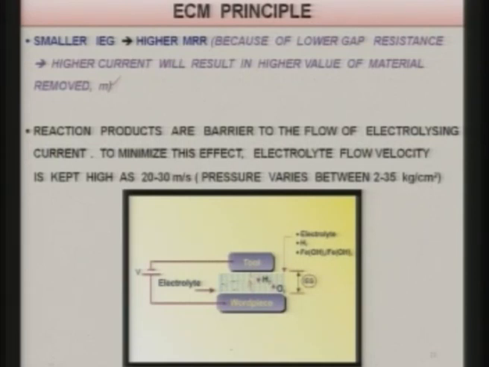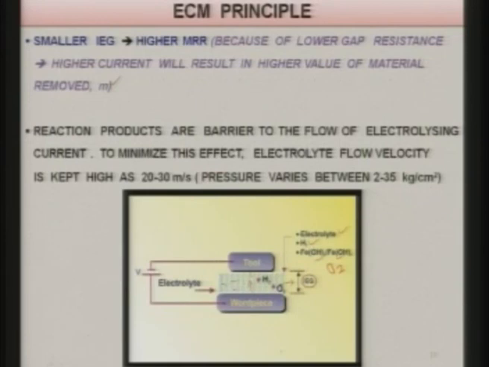meters per second, and for achieving such a high velocity of the electrolyte, the pressure of the pumps which are supplying the electrolyte normally ranges between 2 to 35 kilogram per centimeter square. And you can see here the products that are coming out of the inter-electrode gap are electrolyte, hydrogen bubbles, ferrous or ferric hydroxides, and oxygen gas is also there, which is not shown over here.